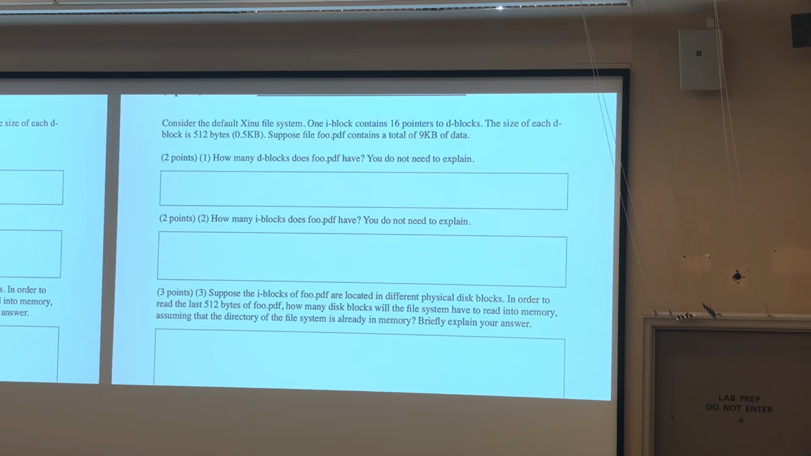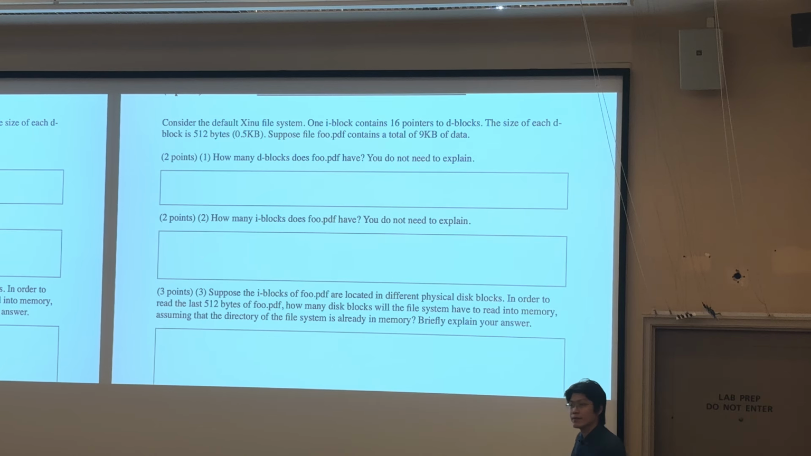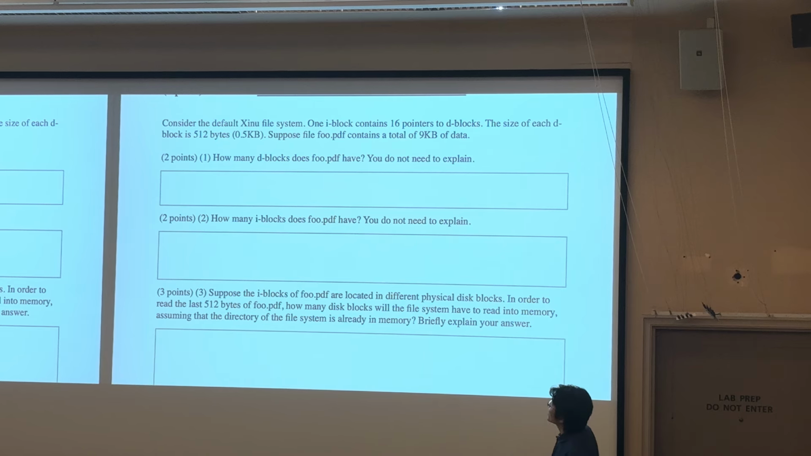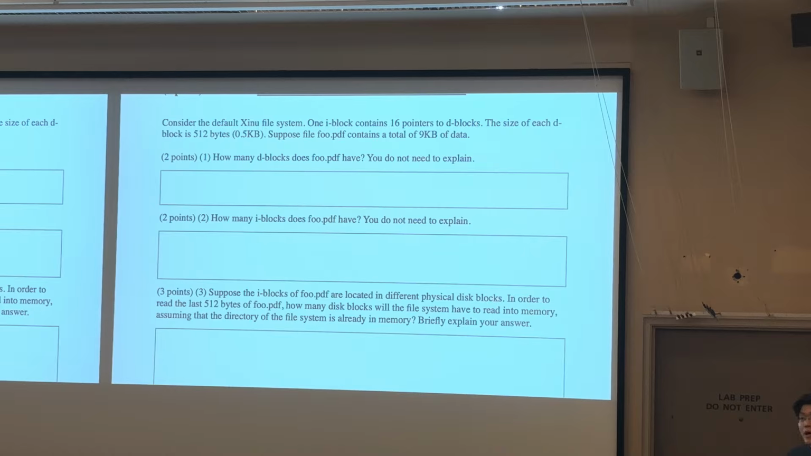How many I blocks does it have? 2. How is it calculated? Because the first I block has all 16 blocks occupied, and then you need the second one for the last one. So you have 16 pointers in each I block. Because you have 18 data blocks, you need 2 I blocks.